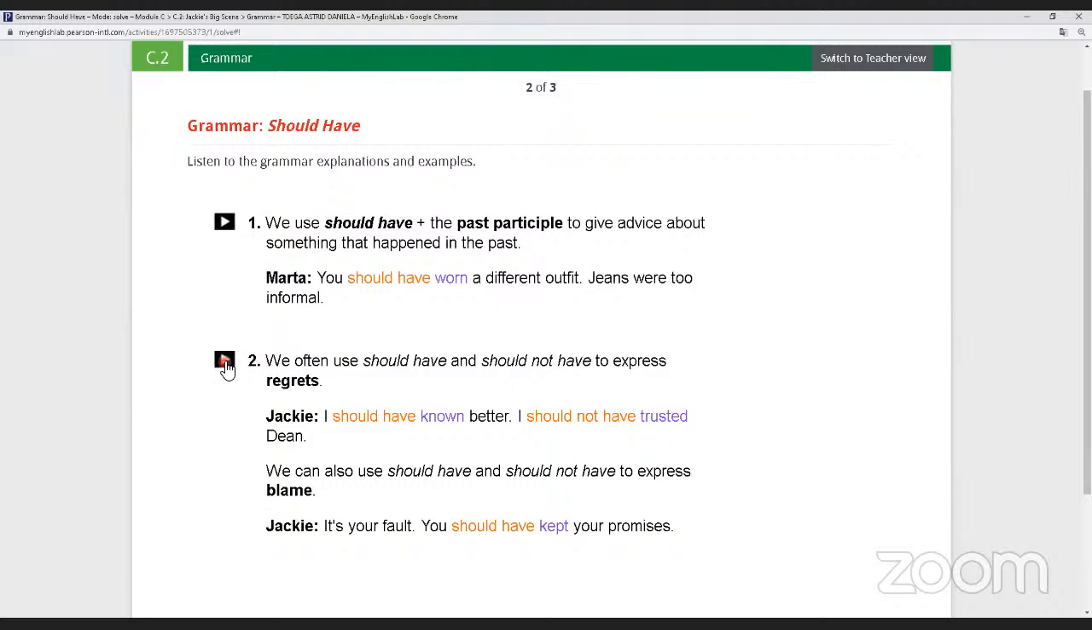Okay, we have this structure about the should have, and we also have the negative, shouldn't have. I should have worn a different outfit. Or I shouldn't smoke. Or I shouldn't have drunk with all my colleagues there, for example. So that's a regret that I have in the past, and everything is in the past. So now I'm sorry for that situation.